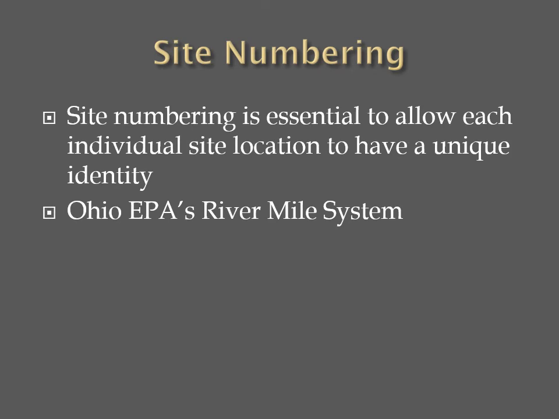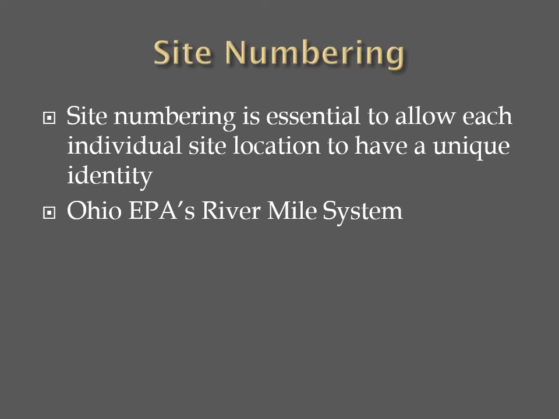Site numbering is also a really important part of gathering data at a site. Site numbering is essential to allow individual site locations to have unique identities and to reference all of our samples back to those geographic locations. There are lots of ways of doing this. There's a separate video that you'll watch on Ohio EPA's River Mile system.